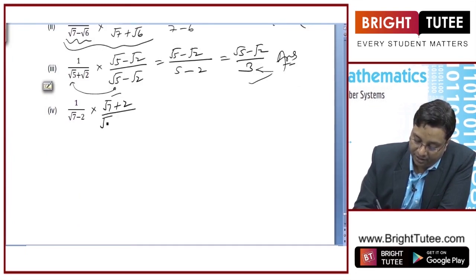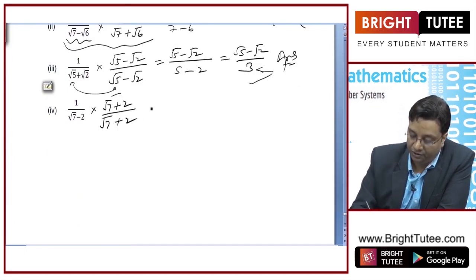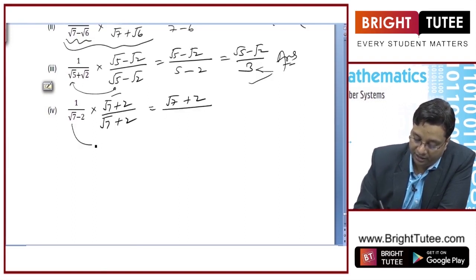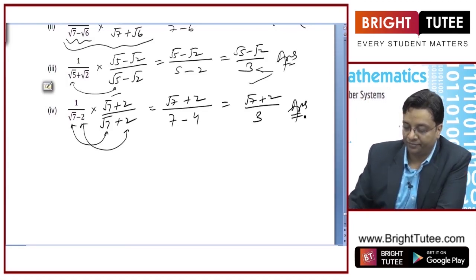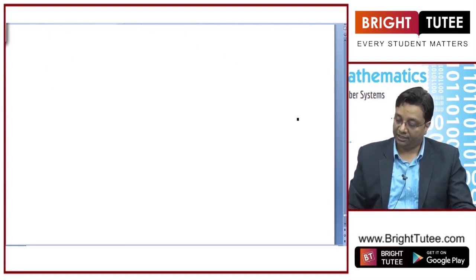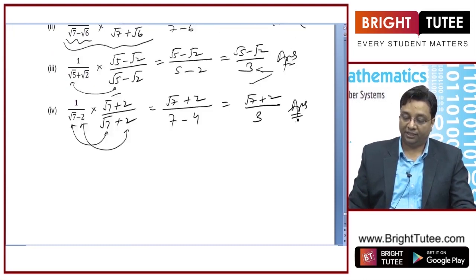Now what will happen is, the numerator is root 7 plus 2, and the denominator a square, that is 7, minus b square, that is 4. So you will have root 7 plus 2 by 3 as your answer. Okay, so this was about rationalization of these numbers. I hope you have understood this exercise.